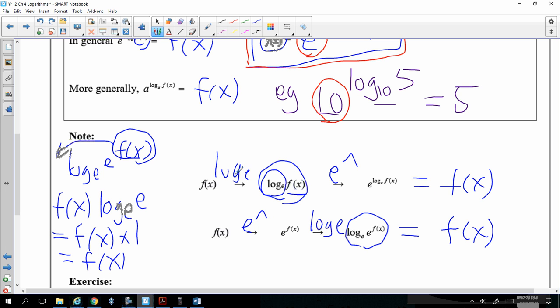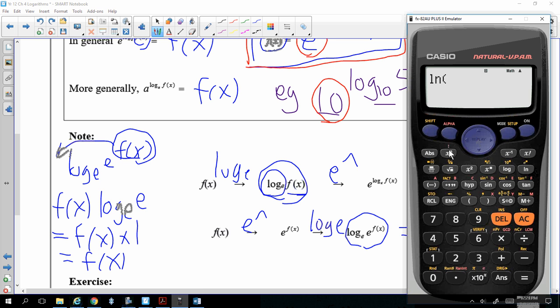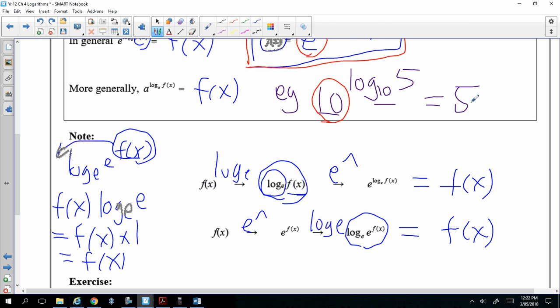So we can try that. If I do ln of e to the power of 5, it gives you 5. After we do this, we're going to do some examples to practice. So simplify this.